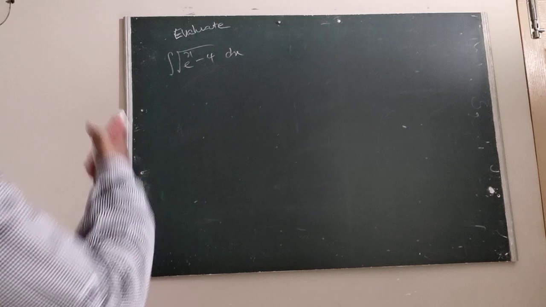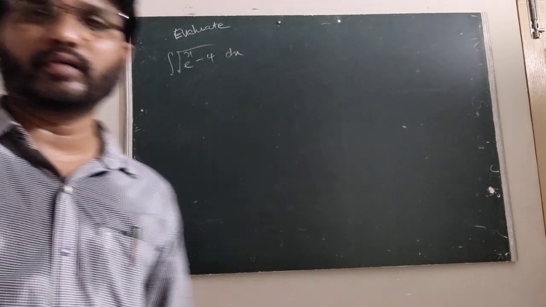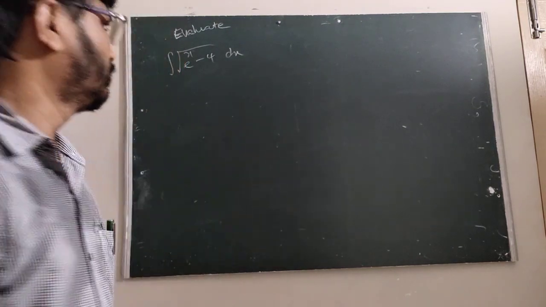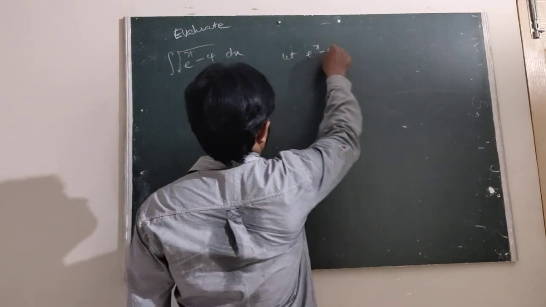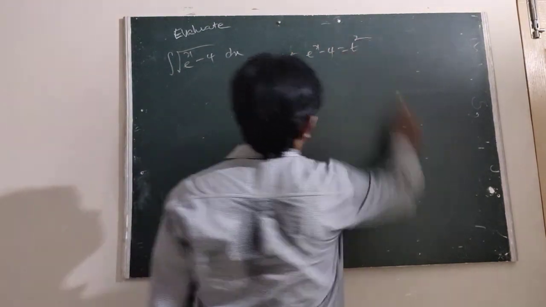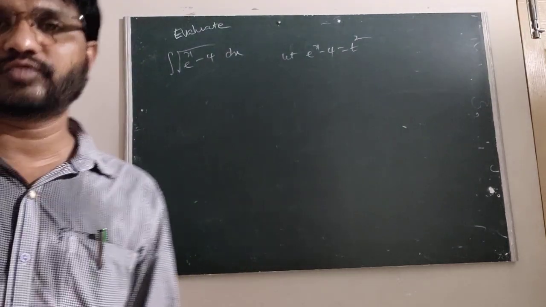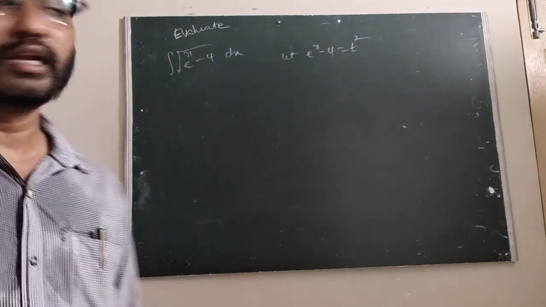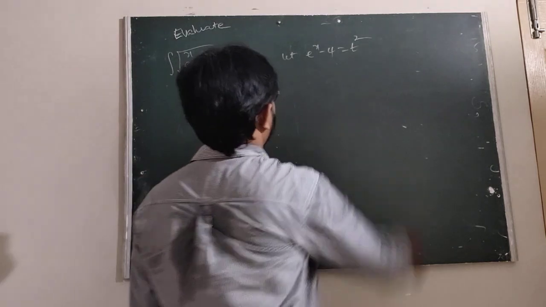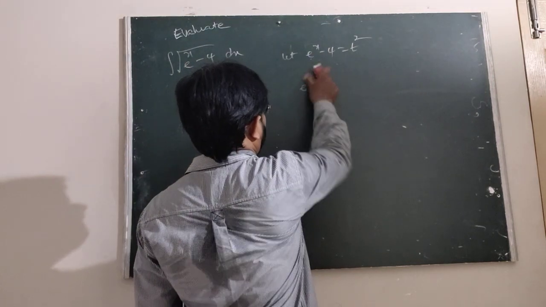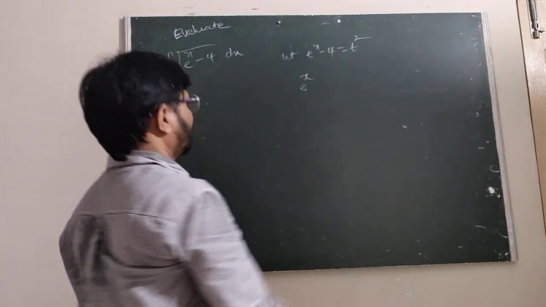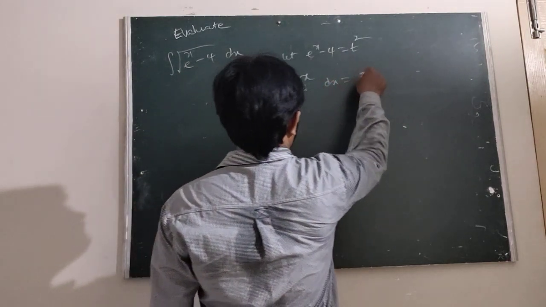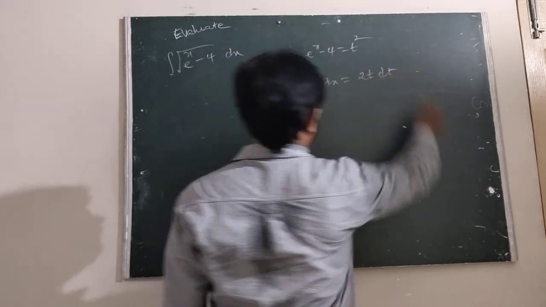Now we find the integral of under root e power x minus 4 dx. Here we take e power x minus 4 as t square. Now differentiating on both sides, the derivative of e power x is e power x, the derivative of the constant is 0, and the derivative of t square is 2t dt. Is it okay?